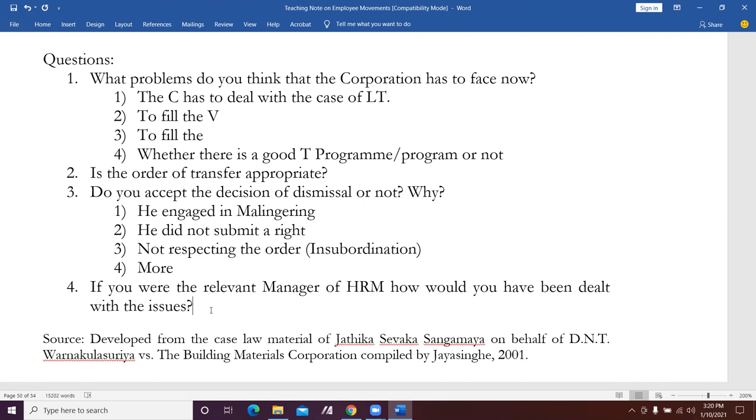But in this organization, that also has not been done, the right human resource planning. This is indeed the reactive approach. After the problem occurred, the management goes to solve the problem. That is a reactive approach.